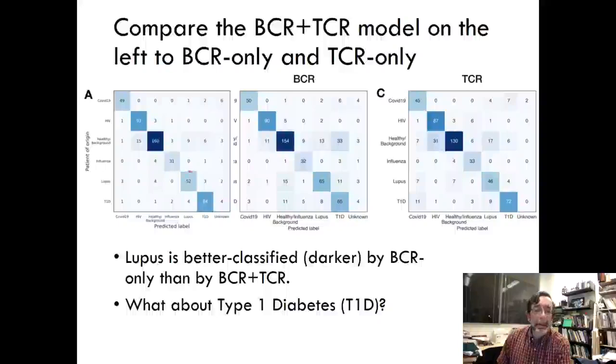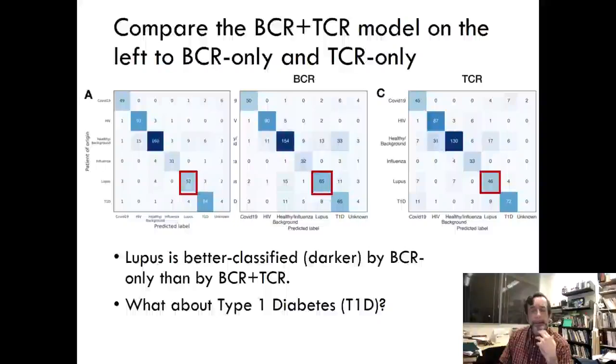And so the question is, if you look at this, there's lupus with both. But if you look at lupus with BCRs, it's darker, it's a higher number. 65 were correctly classified as being on the diagonal. They had lupus, the computer said they had lupus. And if you look at the TCR only data, it ends up being 46. So you can see that the BCR only for this actually ended up being better for lupus. By the way, the number I quoted on the last slide, I believe that's overall accuracy. Overall accuracy is about 80%, but then we can break it down by disease.